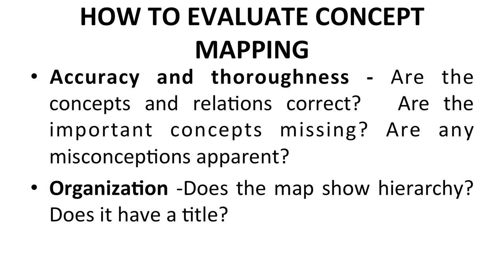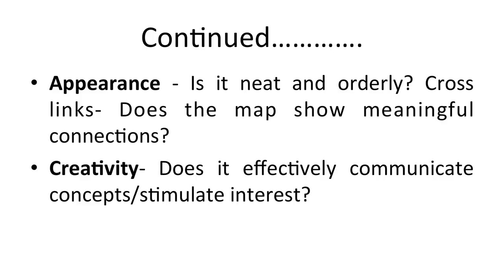Second level is organization. Does the map show hierarchy? Does it have a title? That is, whatever is represented should be in a proper, organized way. Next, the appearance of the map has to be orderly. It has to be neat. It has to be colorful. The cross linkages should not appear dirty or overlapping. Does the map show meaningful connection? It is very important because it is in that flow that we let the learner know how things are related.